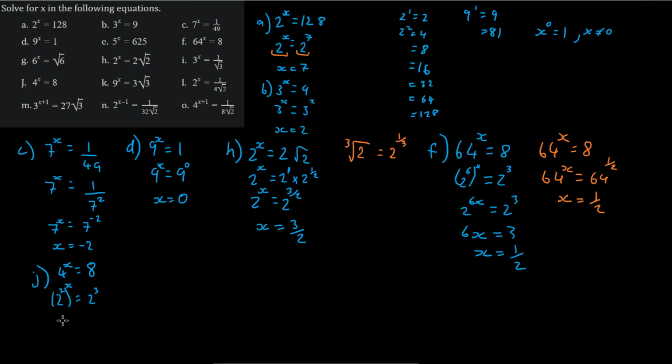Because we're doing a power of a power, that's an index law, we can say it's 2 to the power of 2x. Just multiply the powers together. Equals 2 to the power of 3. Our bases are the same, so we can say our powers are the same. 2x equals 3. X equals 3 on 2.